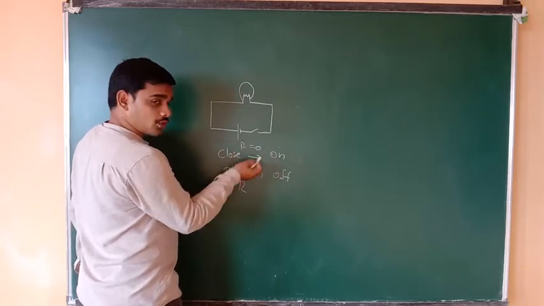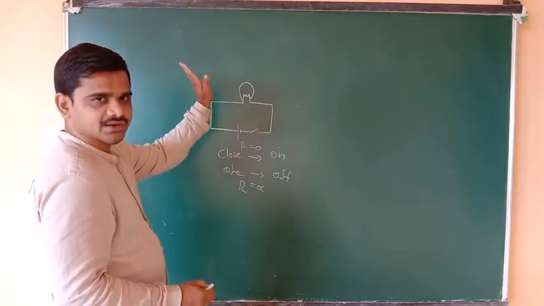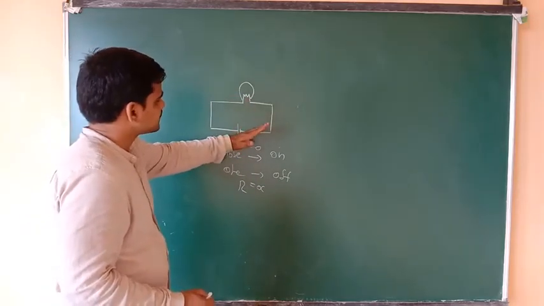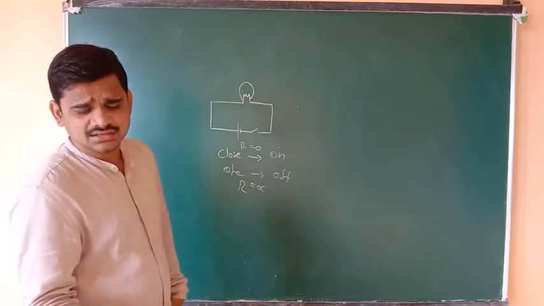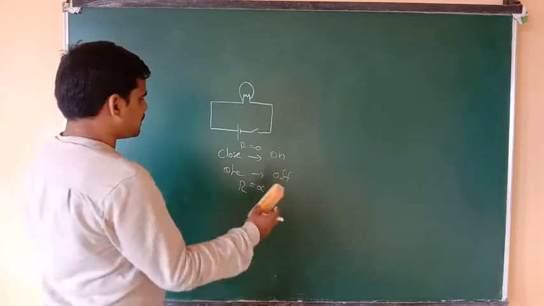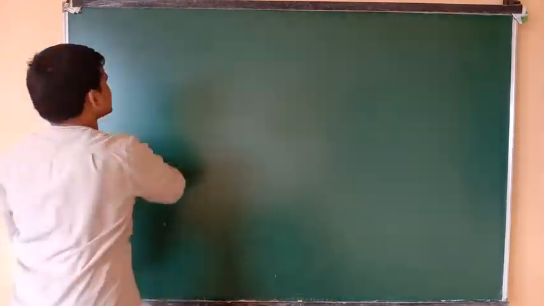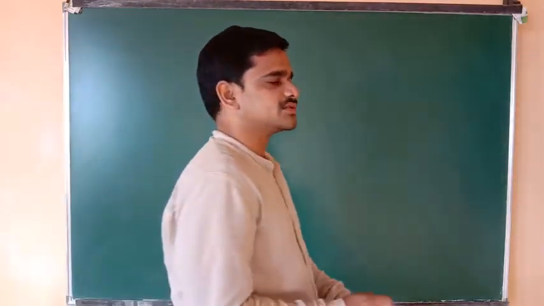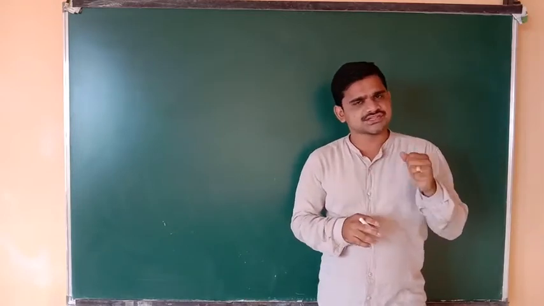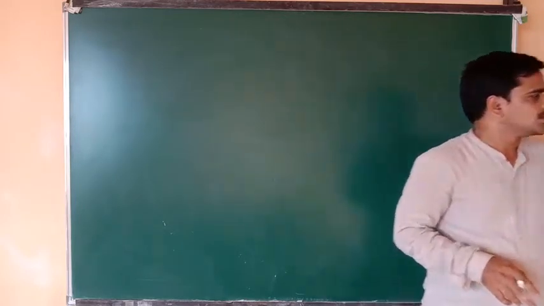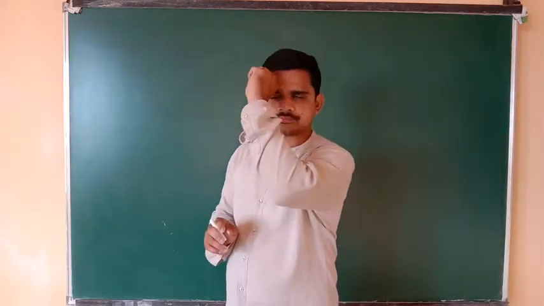When it is in the open state, the switch will offer infinite resistance, right? No current is passing here. When the switch is open, no current passes, and no current passing means infinite resistance. So that's why in the open state we consider that the switch offers infinite resistance. When the switch is closed, it offers 0 resistance.